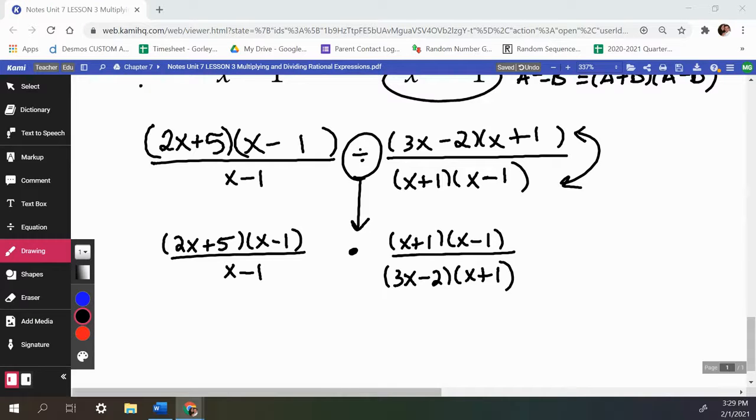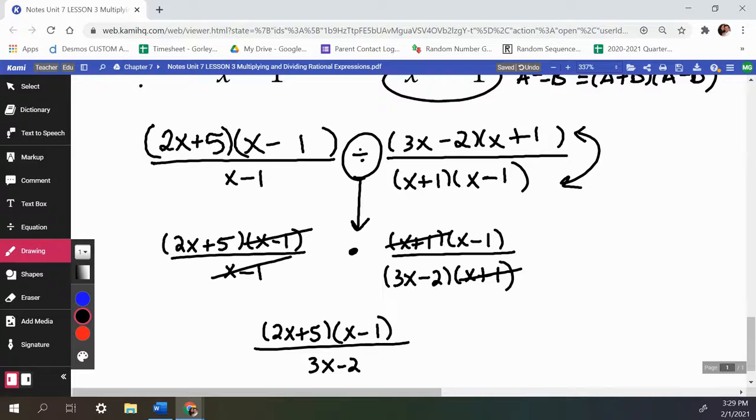Okay, let's go ahead and cancel. Let's do these x minus 1s. What else? I've got these x plus 1s. And I think that's it. Okay, so now I multiply straight across the top. Top times top, we would get 2x plus 5 times x minus 1. Bottom times bottom, we'll end up just with that 3x minus 2 factor.